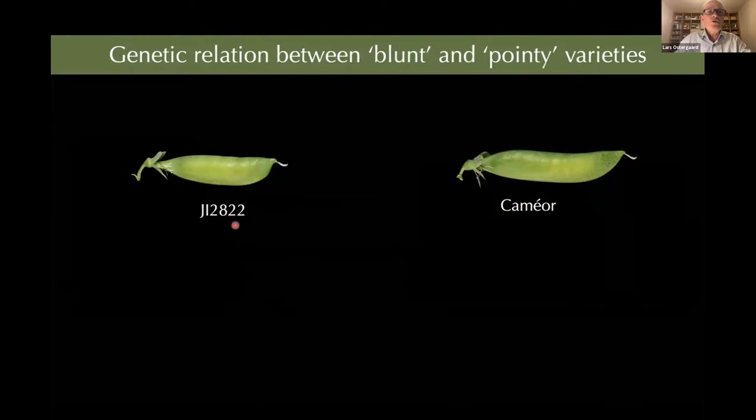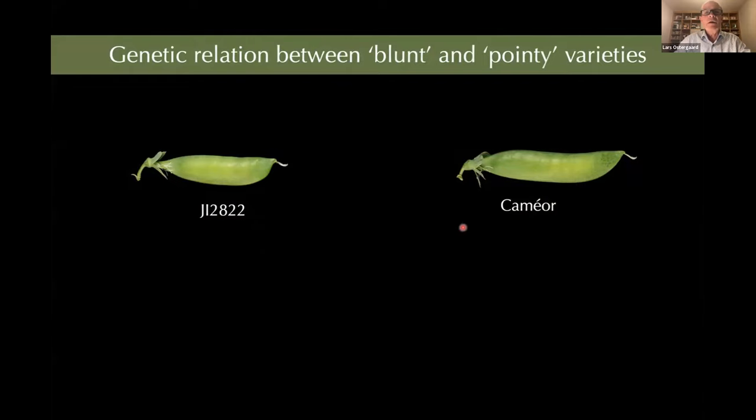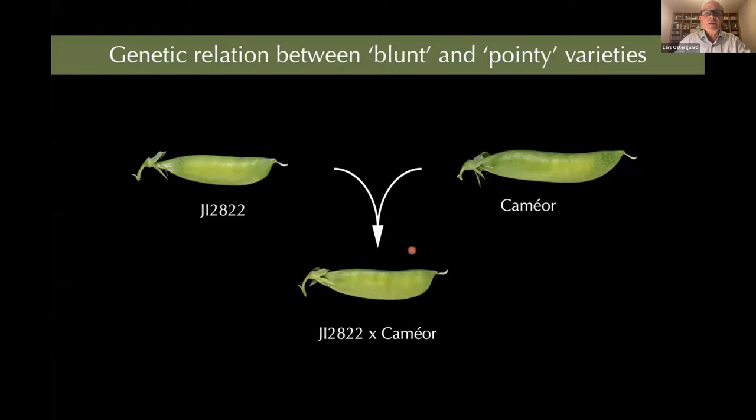So we've used this JI2822, which is the model pea that we're developing into a model system. And then we have also looked at a variety called Cameor. Cameor is sort of a reference variety for pea research. It's the first genome that was sequenced, and this genome sequence was published in 2019. But if we cross these two together, in the F1 generation, what we see is a blunt pod hybrid between these two. And this suggests again that bluntness is dominant over pointy.